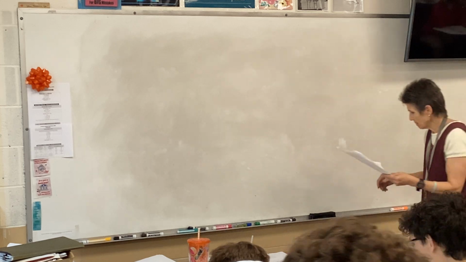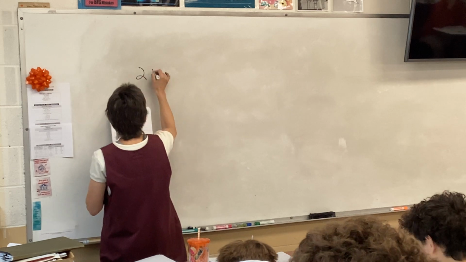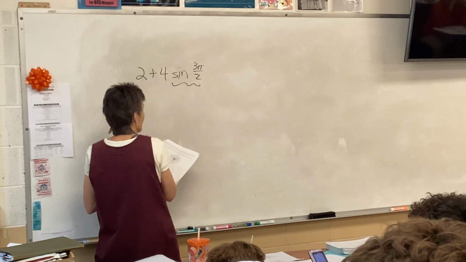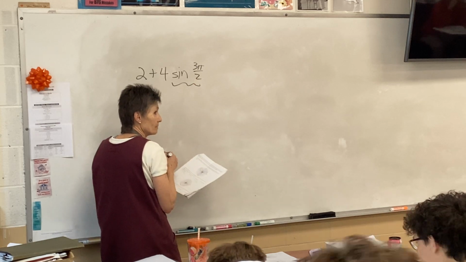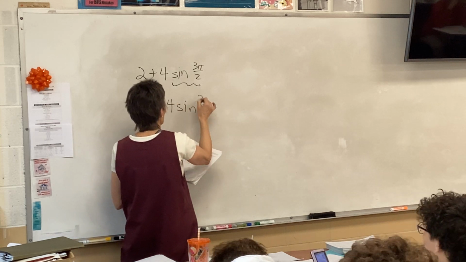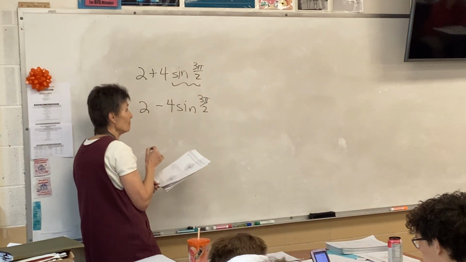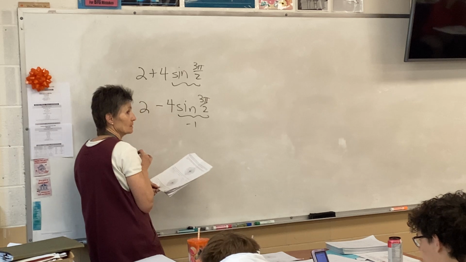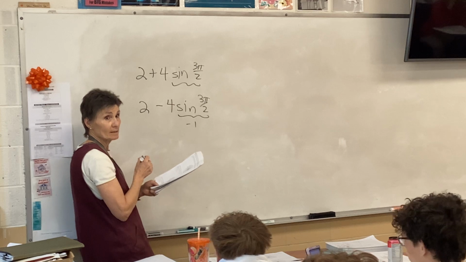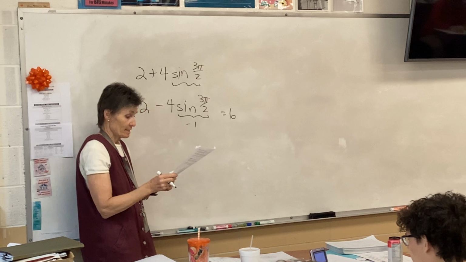Well, I don't know, does it? Cole says no. 2 plus 4 sine 3 pi over 2. What's the sine of 3 pi over 2? That's not going to work, is it? Nope. All right, what about the next one? 2 minus, wait a minute, will that one work? That one will work, won't it? Because isn't this -1? And won't that become 2 plus 4, which is 6? So there's your answer. That's the one that works.